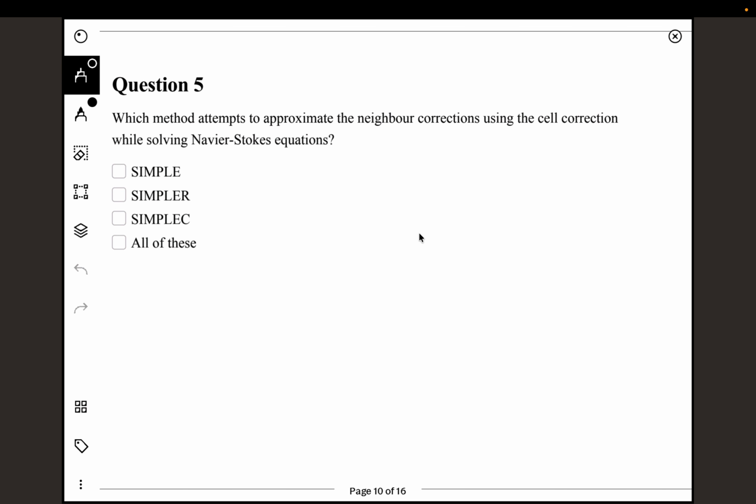Which method attempts to approximate neighbor corrections using the cell correction while solving the Navier-Stokes equations? If you recollect, we have an equation of this sort that we are trying to solve, with several simplifications. And this is some tridiagonal matrix for a 1D problem. If you have a 2D problem, it will be some other structure, pentadiagonal or something. So you have some banded matrix structure for this.